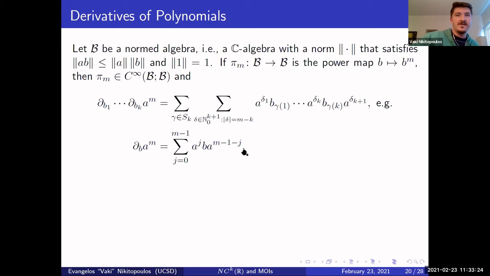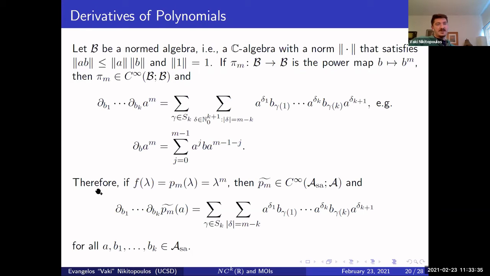And just as a simpler example, this is the k equals 1 case of one derivative. All right. So now if we apply this to our situation, what we actually get is that if you do the functional calculus associated to the polynomial Pm, which is just the polynomial lambda to the m, then the functional calculus Pm tilde, which is actually just the power map restricted to the self-adjoints, is a smooth map, and it has this derivative formula.